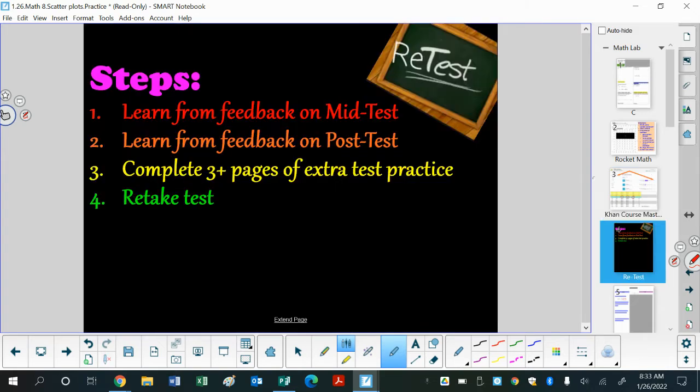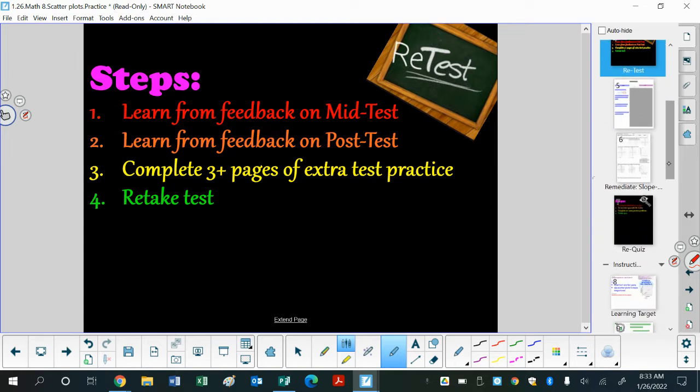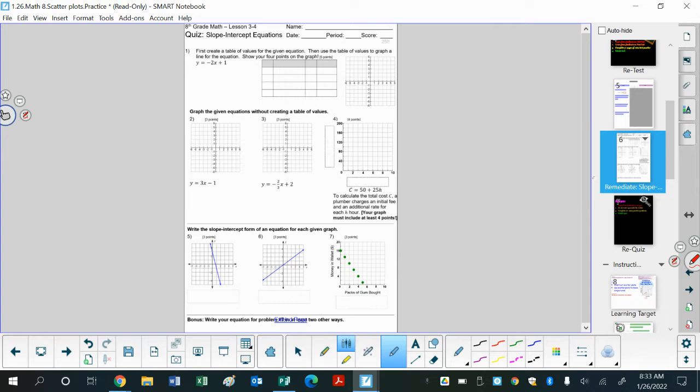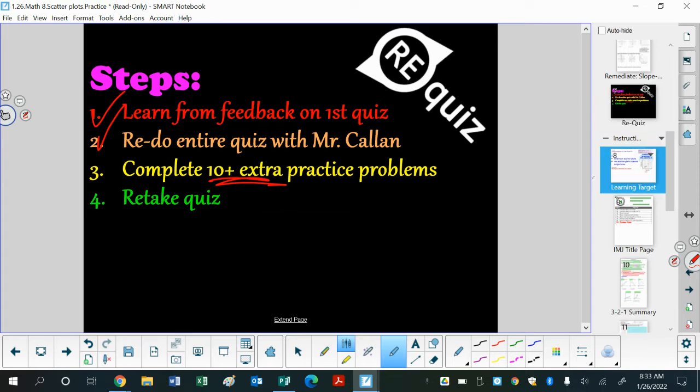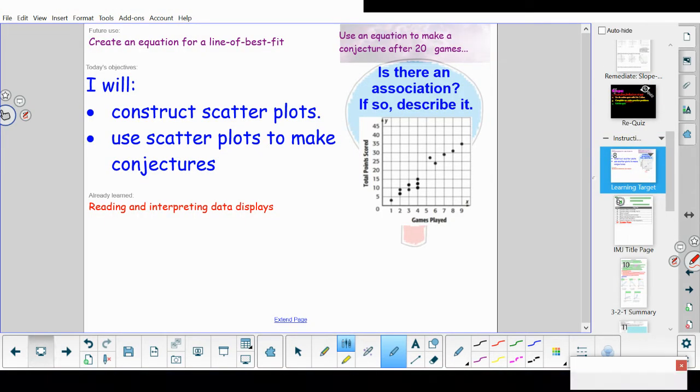Meanwhile, some of us have a retest to take, while others of us are working on getting through this big 25-point quiz and retaking that quiz. So just remember, Mr. Callan's doing all that he can to help you out. It's time for you to put in that extra work, and let's work together as a team. All right, let's get back to business, please.